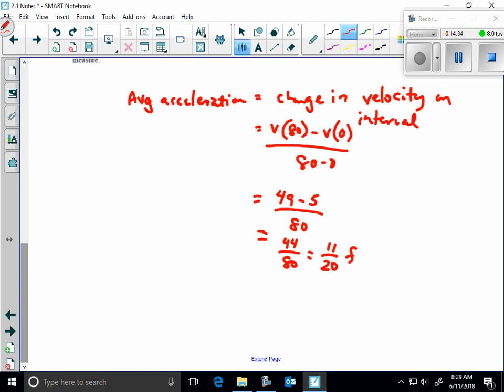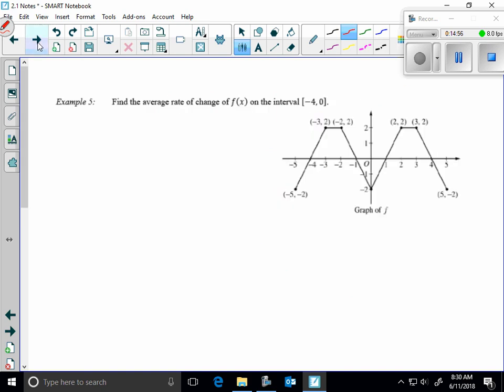Now this is where units get interesting. So velocity is feet per second. So acceleration is feet per second per second, or feet per second squared. So it looks like the acceleration is positive, meaning it's speeding up. Okay. So there you go. Acceleration will be units per second squared.